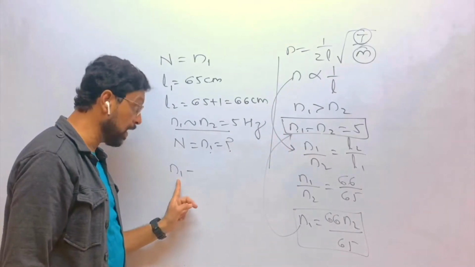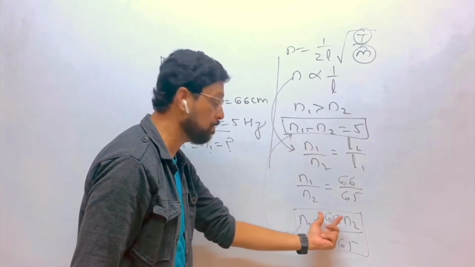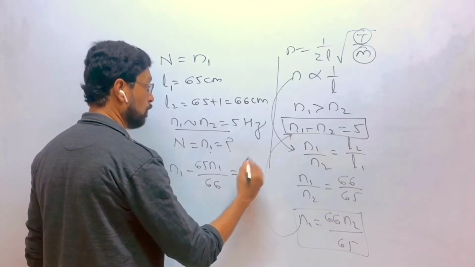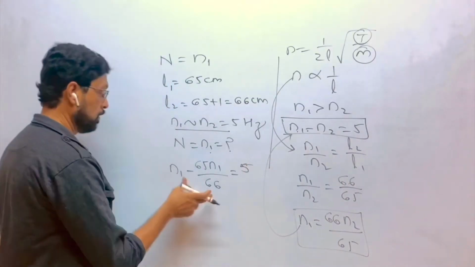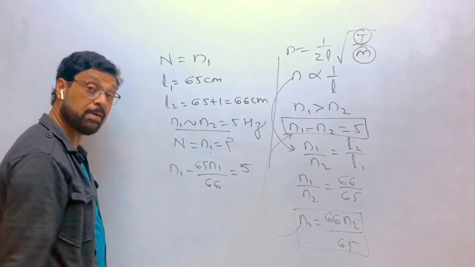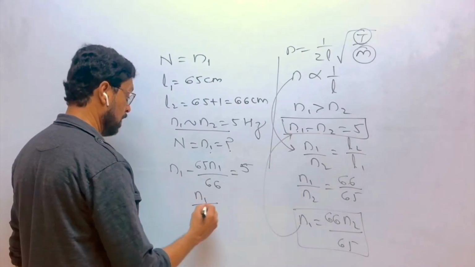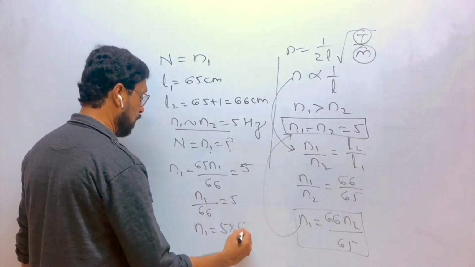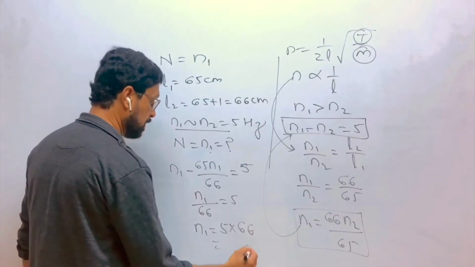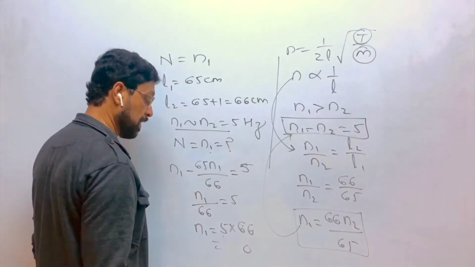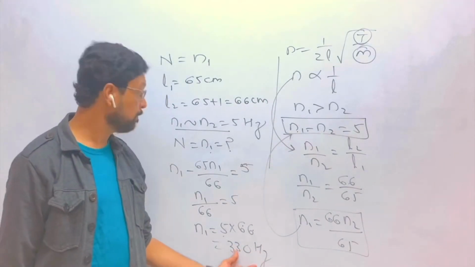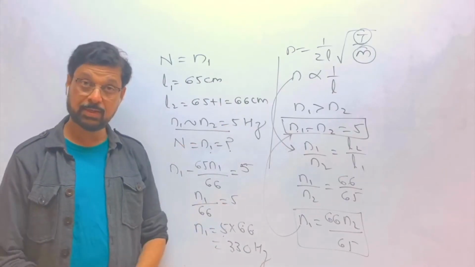So let N1 be N1. N2 की जगह पर हम लिखेंगे 65 N1 upon 66. 65 N1 upon 66 is equal to how much? 5. 66 N1 minus 65 N1, that is N1 upon 66 is equal to 5. So N1 is equal to 5 into 66. 5 6 are 30, carry 3. 5 6 are 30 plus 3, 330. So N1 is 330 hertz, means frequency of the fork is 330 hertz.